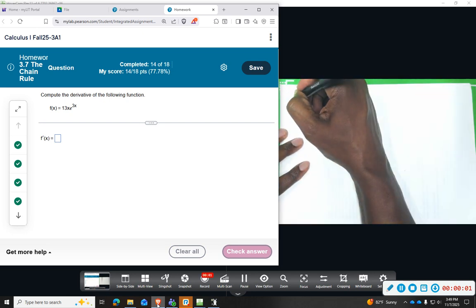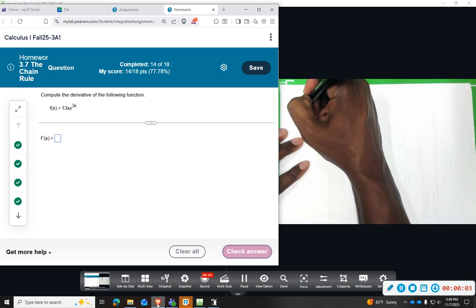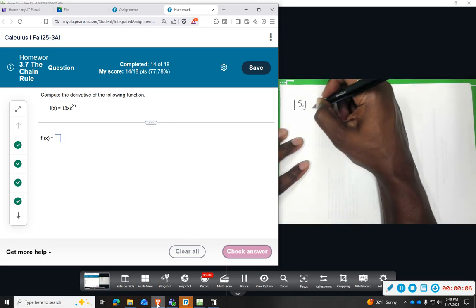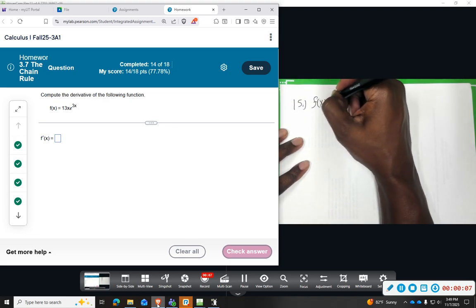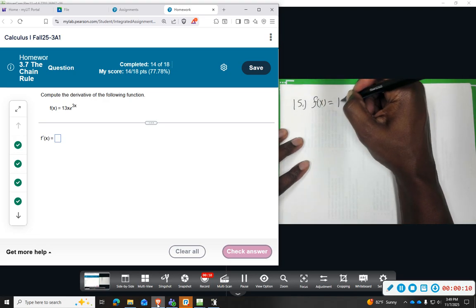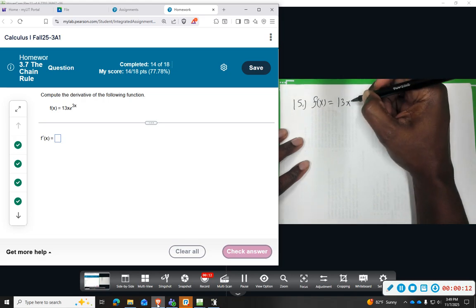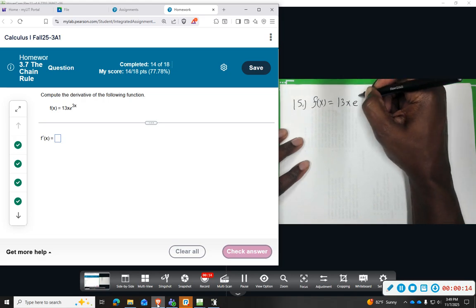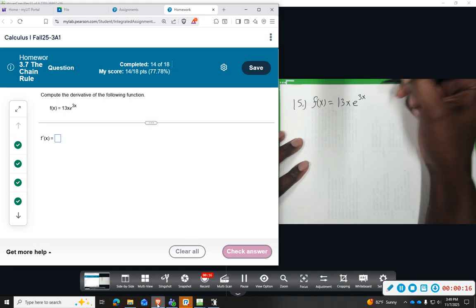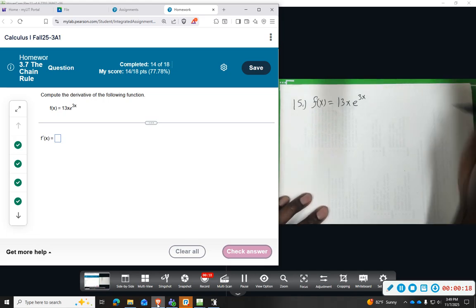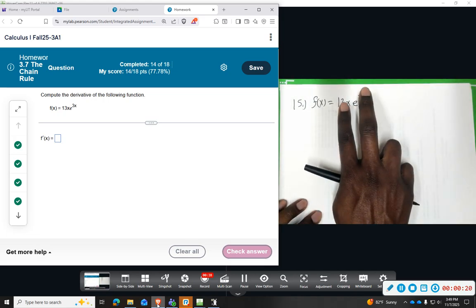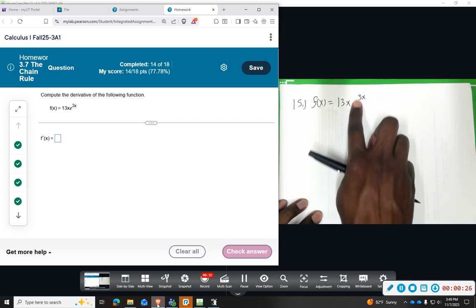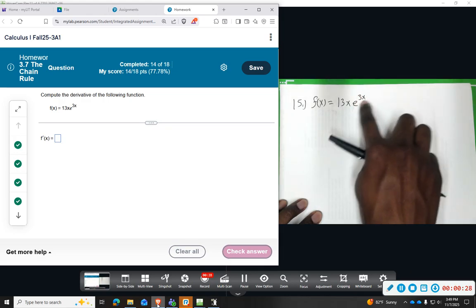Number 15, we're going to find the derivative of f of x, which is 13x times e to the 3x. So this is going to be a combination. Finding the derivative, we're going to do the product rule, and we're also going to do the chain rule for e to the x, because you have a function up here.